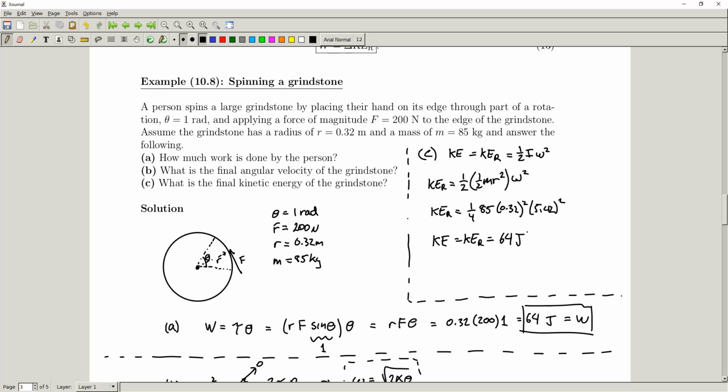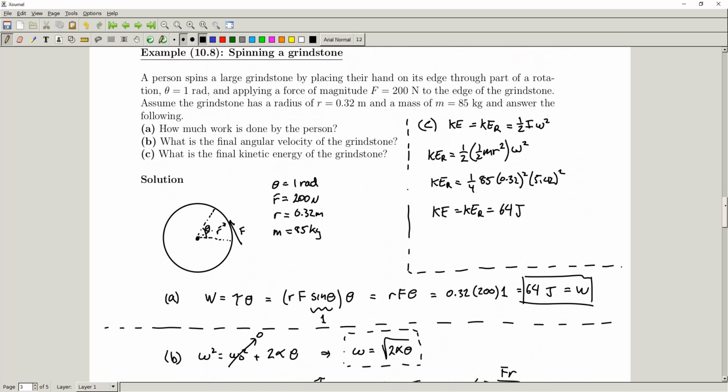Okay? And note that the kinetic energy that we have in the wheel now, or in the grindstone, is exactly equal to the work that we did on the grindstone. And that's not surprising, right? We put kinetic energy into this grindstone by doing work on it, and so now the grindstone has that 64 joules of kinetic energy that we gave it through applying this force to it, right? So that's the first part of this.